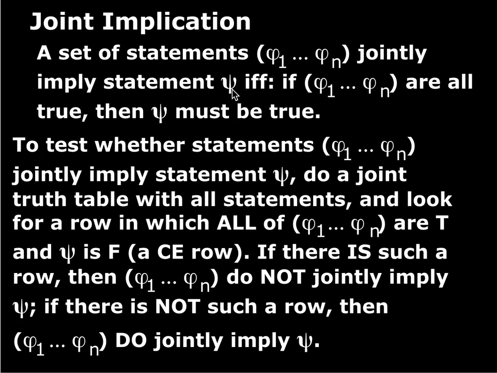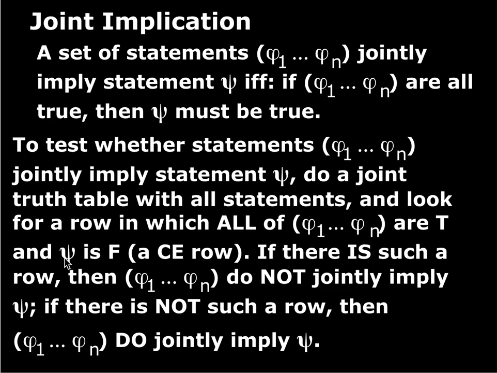And you assess it in pretty much the same way you do when you're just dealing with 2 statements. You look for a counterexample row. If there is a counterexample row, the implication doesn't hold. If there is not a counterexample row, the implication does hold. So all that's exactly the same. The only change is that now when you look for the counterexample row, it's going to be a row where all of these statements, phi 1 through phi n, are true and psi is false. That's the counterexample row you're looking for.